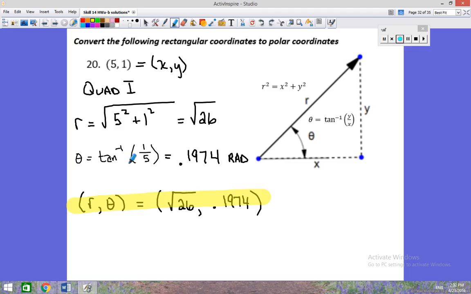I did have to go to the scientific calculator, make sure that I was in radians here, did inverse tangent of 1 over 5, and got 0.1974 to 4 decimals. Since I'm in quadrant 1, that is the answer. I didn't have to subtract pi or add pi to it. I didn't have to take 2 pi minus this answer. I just said, I'm in quadrant 1, that's my answer.